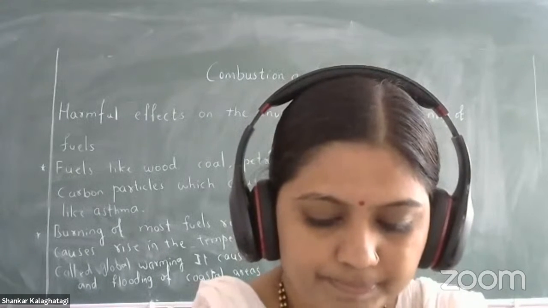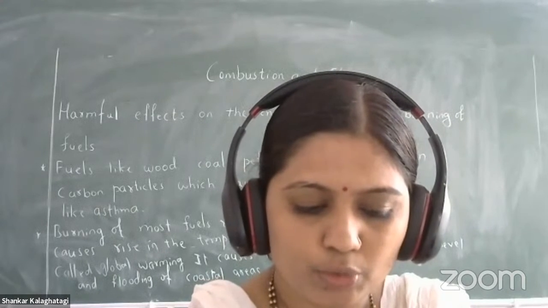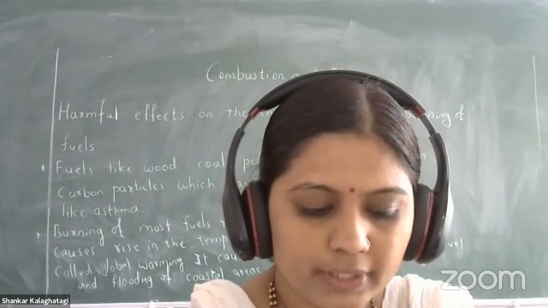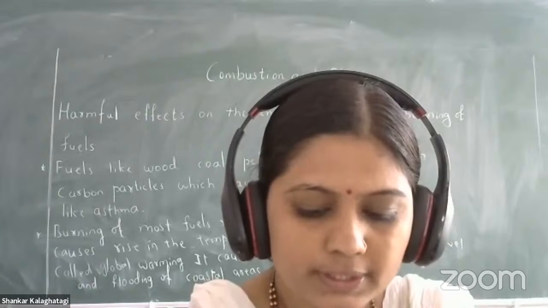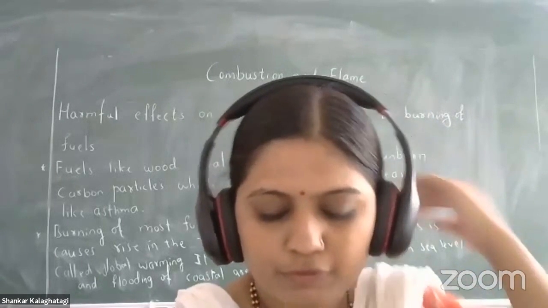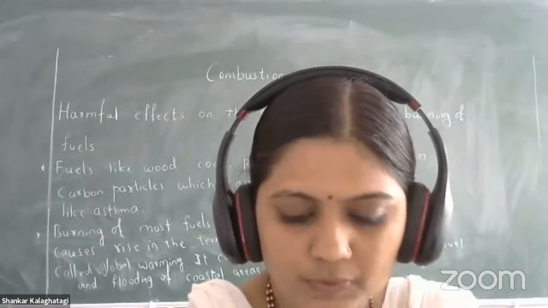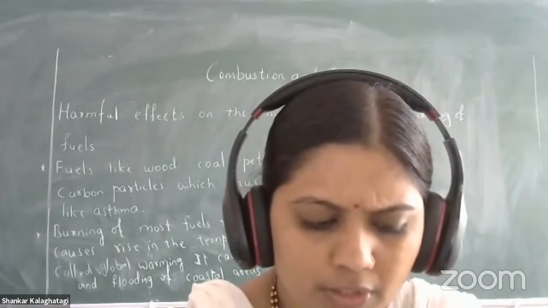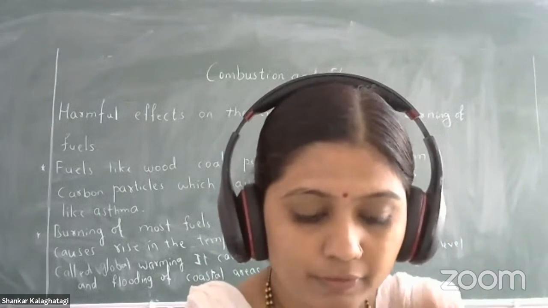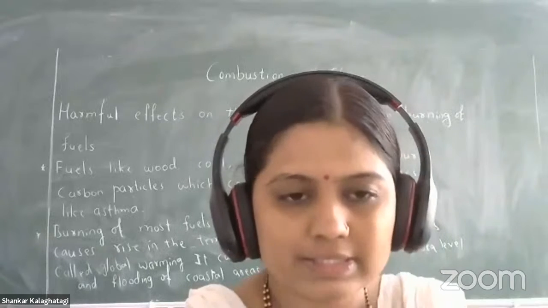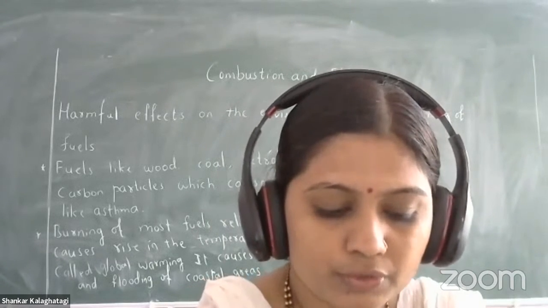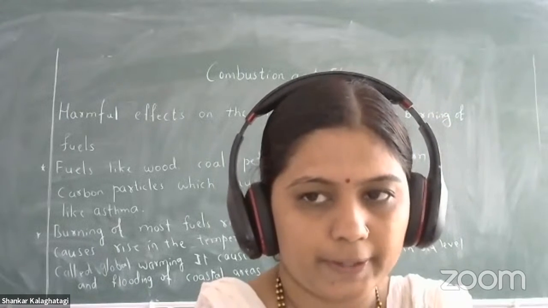Heat is produced in kilojoules, and the next is kg, which is 4.5 kg, the mass of the fuel. When you divide these two, what will you get? 40,000 kilojoule per kg you will get.